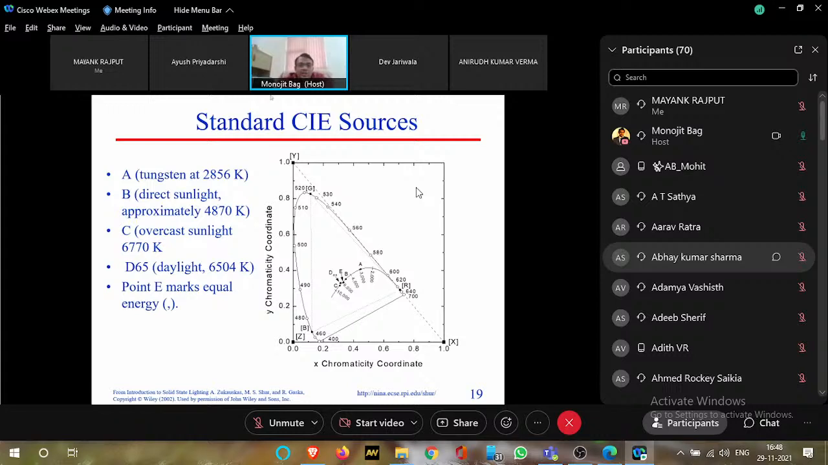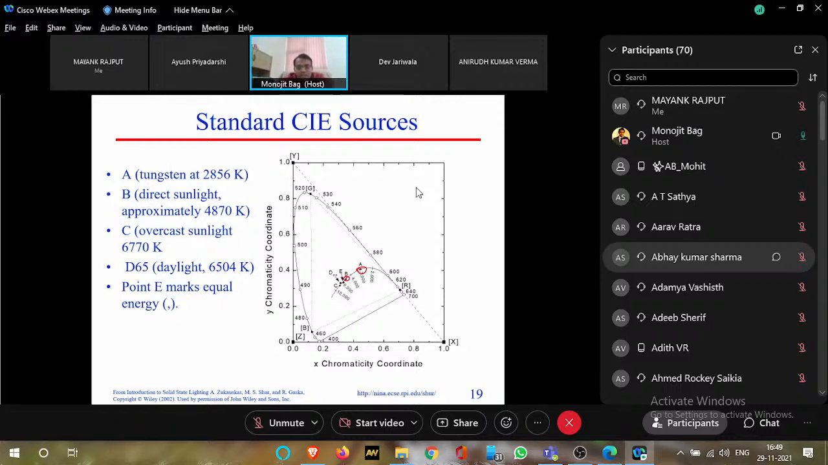So in a standard CIE source, definitely there are different points. Commercially you can get, say, 3000 color temperature, or maybe 5000 color temperature. So these are different sources. You can see A is the tungsten lamp at this temperature. This tungsten lamp will be like a Planckian source or black body radiation. This is the direct sunlight, approximately 5000 K.